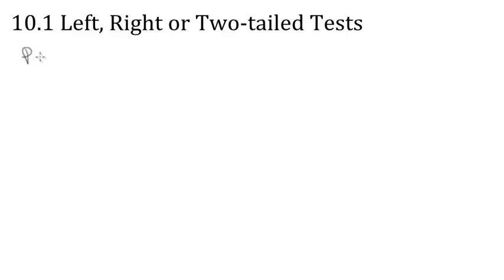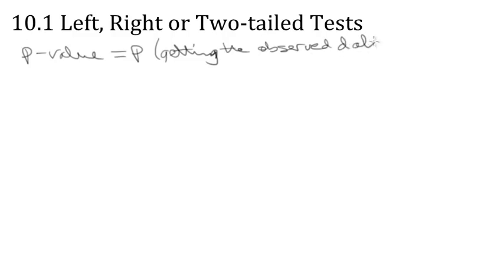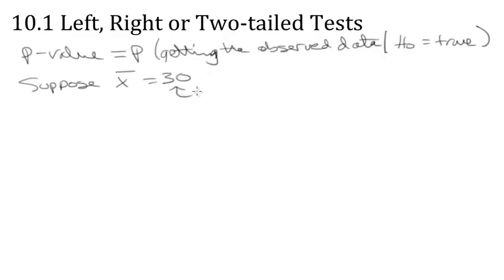So the p-value, what that means is the probability of getting the observed data under the assumption that the null hypothesis is true, whatever the null hypothesis is. So suppose we observe, we collect a sample and our sample mean is 30. I don't even know what the data is. Don't worry about that. This is what we have observed.